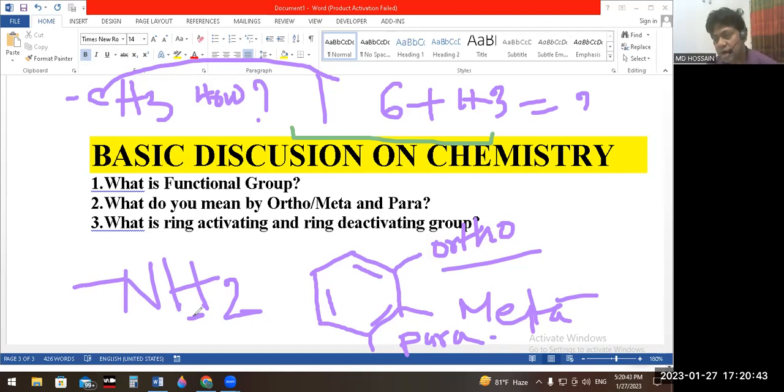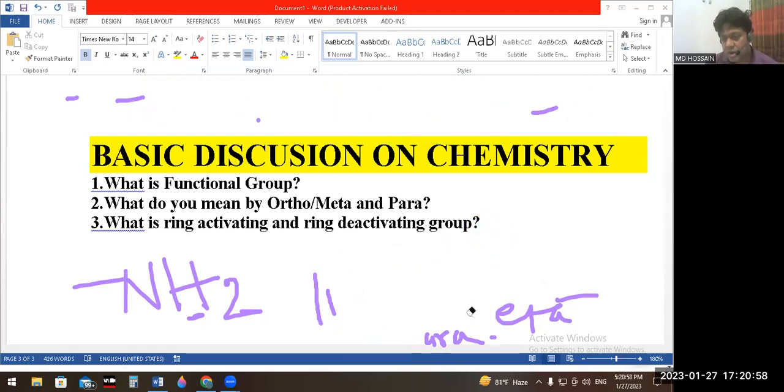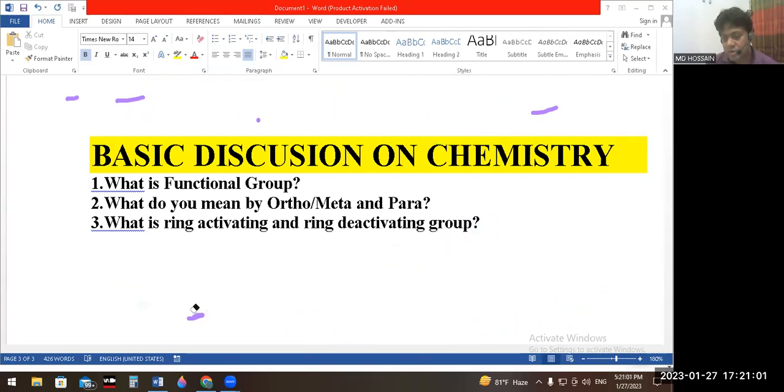The species which are connected at ortho and para are known as electron donating groups or ring activating groups. So what do we mean by electron donating group? These elements do not attract electrons from the ring; they provide electrons to the ring. Instead of attracting electrons towards themselves, they are donating electrons to the ring. That's why these are known as electron donating groups or ring activating groups.